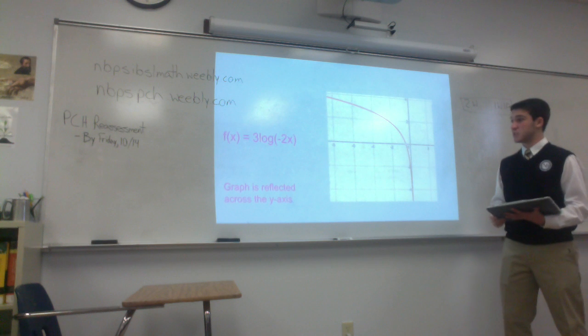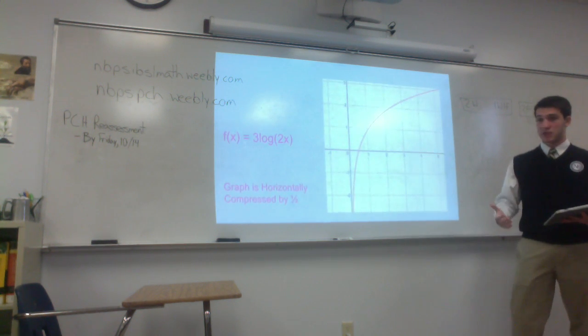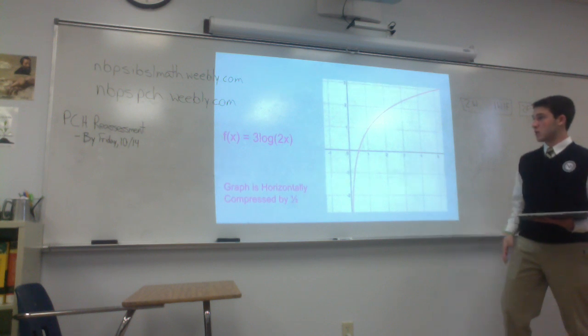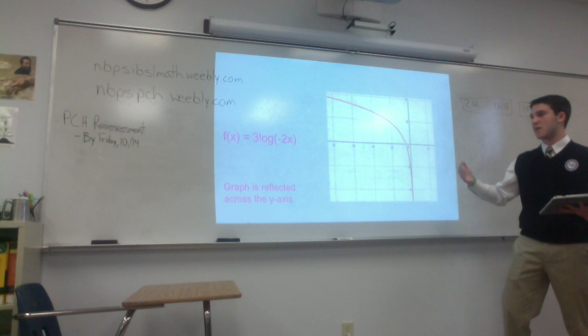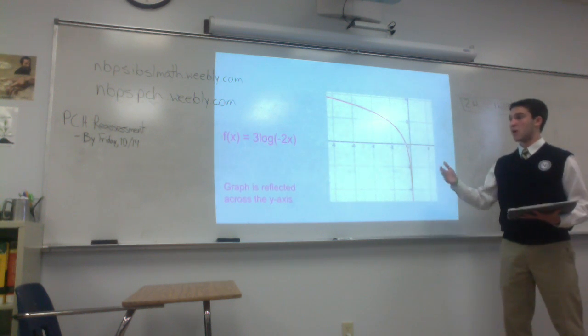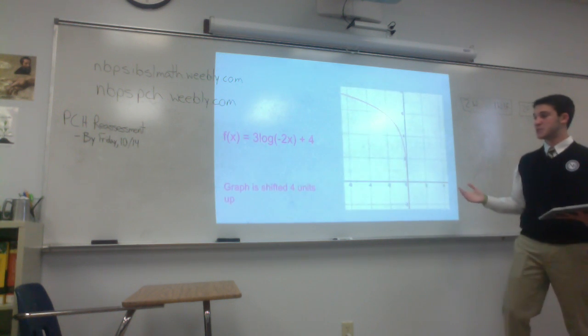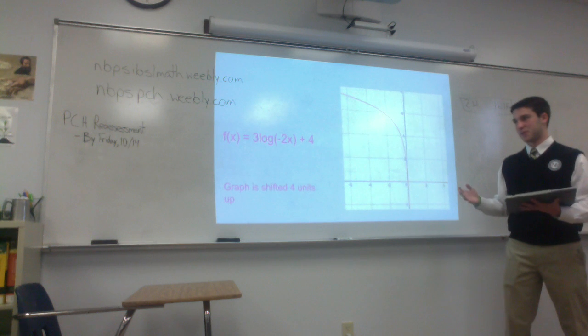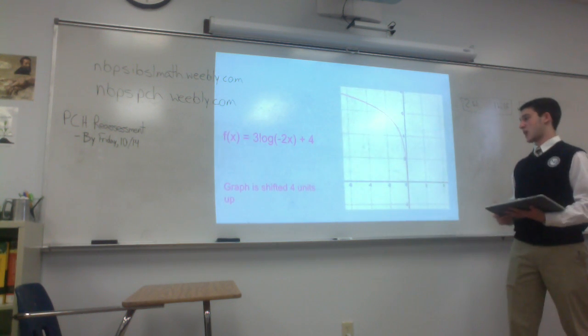Next step after that is simply flipping it over the y-axis. Whereas before you had f of x equals 3 log of 2x, you're going to flip it over the y-axis, and the new equation you have is f of x equals 3 log of negative 2x. Pretty simple. Then your final step is shifting it 4 units up. So your equation is going to be f of x equals 3 times log of negative 2x plus 4.